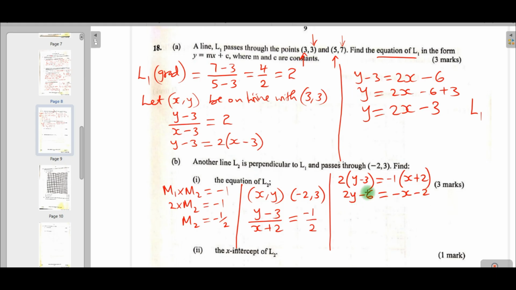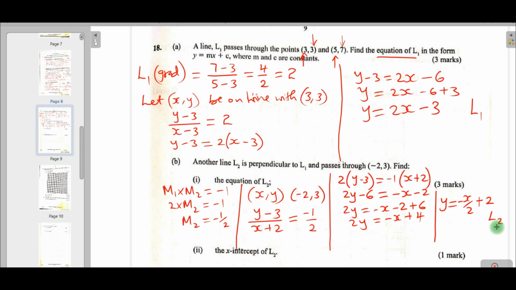Again, we can rewrite it in the form of y is equal to mx plus a constant. So we have 2y is equal to -x minus -2 plus 6. So this is 2y is equal to -x plus 4. And therefore, divide each term by 2. So we have y is equal to -x over 2 plus 4 divided by 2, that is 2. So that is the equation for L2.